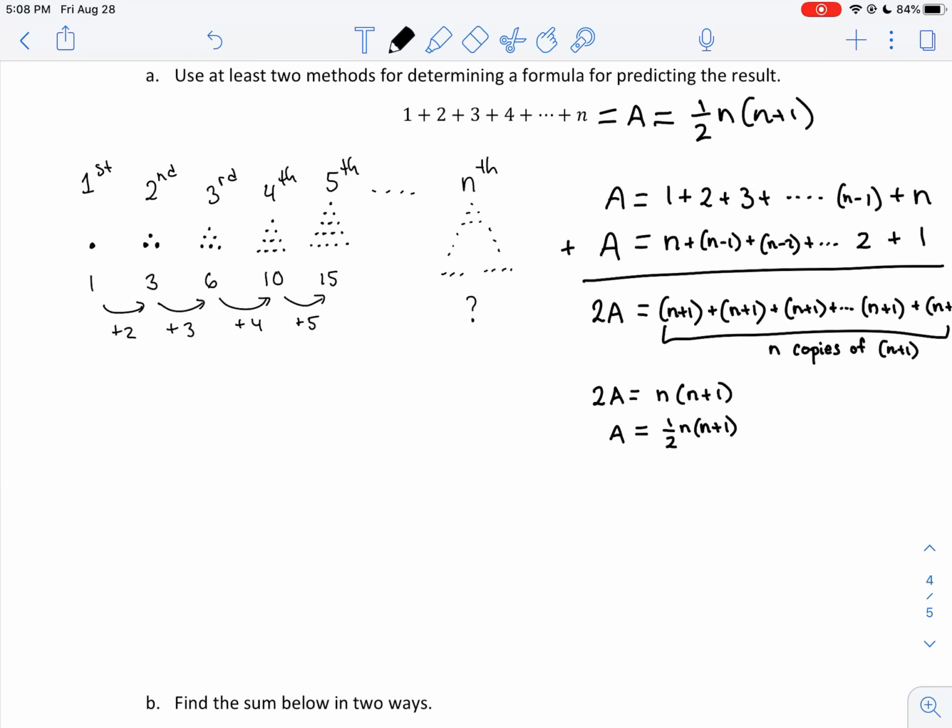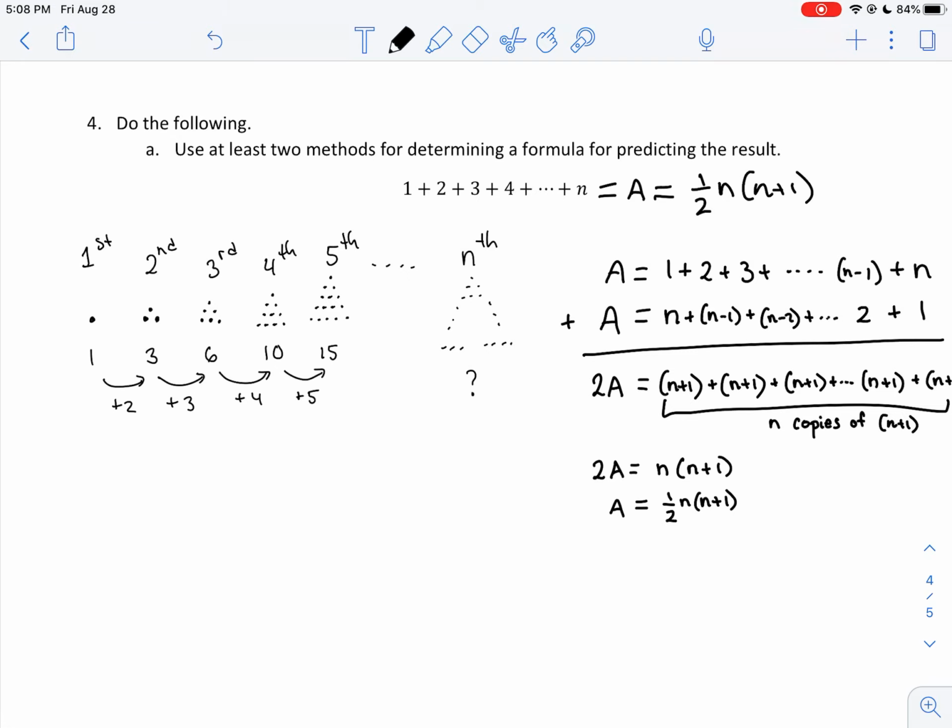Let's test it for small values of n. Now let's try to confirm that we get 10 when I'm at the fourth number in this list. In other words, we're going to confirm that 1 plus 2 plus 3 plus 4 does give me 10 if I do the following formula. I do 1/2 of n being the last number, so 4, times the next number in the list, which would be 5.